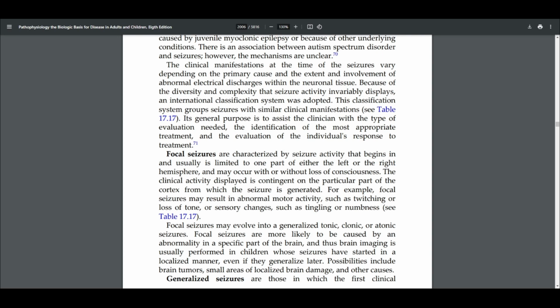The clinical manifestations at the time of seizure vary depending on the primary cause and the extent and involvement of abnormal electrical discharges within the neuronal tissue. Because of the diversity and complexity that seizure activity invariably displays, an international classification system was adopted. This classification system groups seizures with similar clinical manifestations. In general, its purpose is to assist the clinician with the type of evaluation needed, the identification of the most appropriate treatment, and the evaluation of the individual's response to treatment.